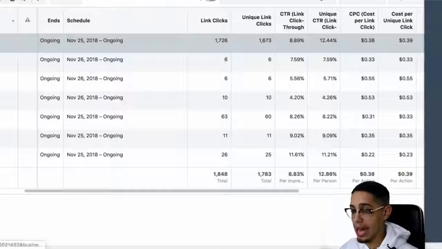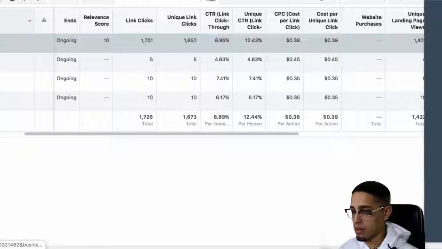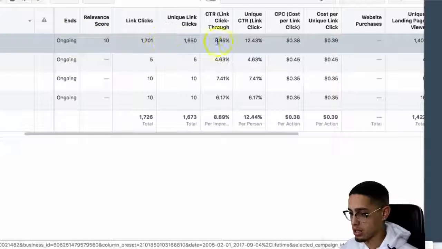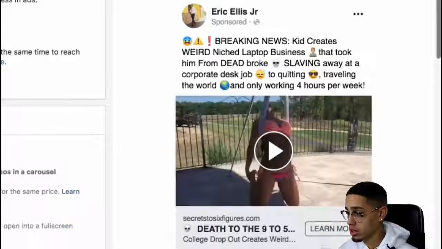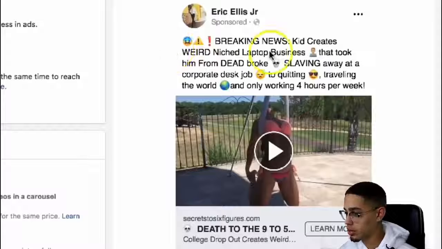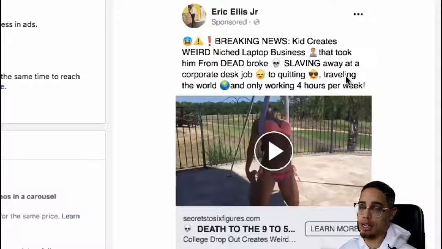Now to actually look at the ad that's working, if we look here, here's a specific ad. So we have a unique click-through rate of 12.43%, and 38 cents per click is my cost per click. And if I actually go to the ad that I created, we have: breaking news, kid creates weird niche laptop business that took him from dead broke, slaving away at corporate desk jobs, to quitting, traveling the world, and only working 4 hours per week. Now, am I working 4 hours per week? Absolutely not. Can I work 4 hours per week if I really wanted to?